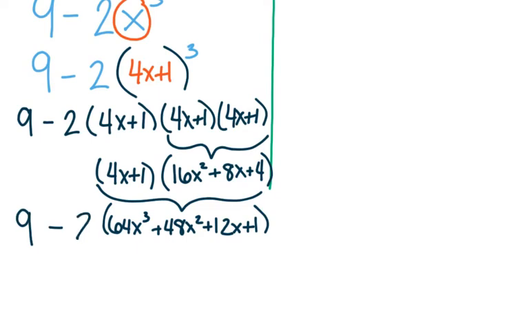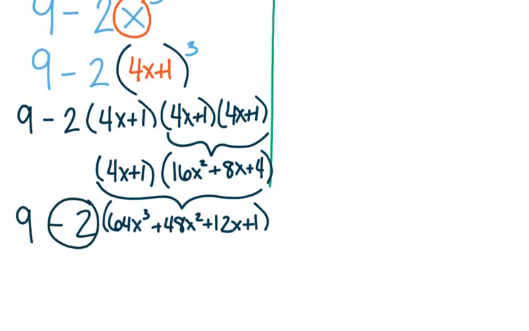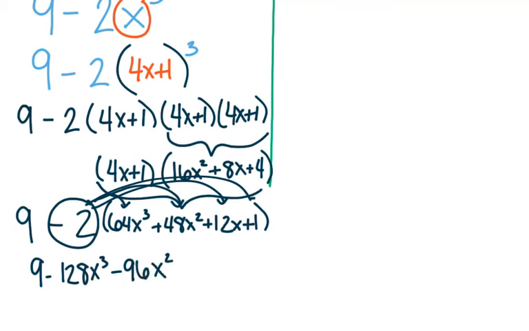And now I still have this stuff to attend to. So I'm going to take this negative 2 and I'm going to distribute to everything in the parentheses. So I get 9 minus 128x cubed minus 96x squared minus 24x minus 2. And now the only 2 like terms are the positive 9 and the negative 2. So my final answer is going to be this.